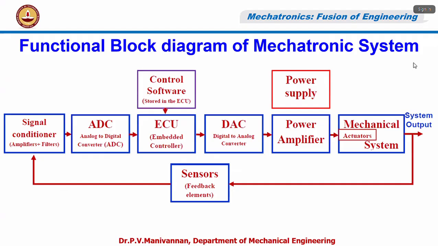Correct. So if you are asked to write the functional block diagram of a mechatronic system, please draw the functional block diagram and explain the various parts. You have to draw this one. I may stop it here. Maybe next class we will continue with this. Okay. Can I stop here? Yeah, okay. See you on this one.